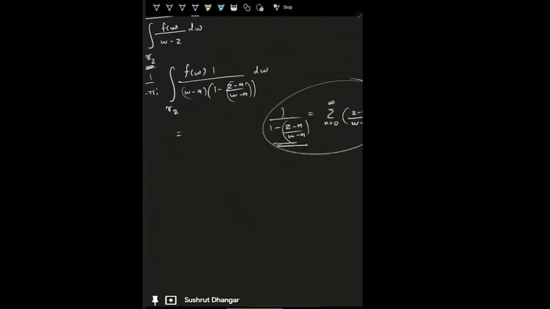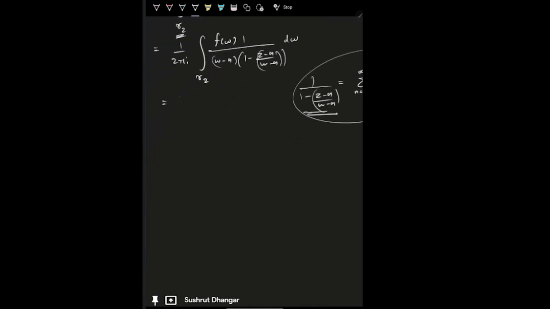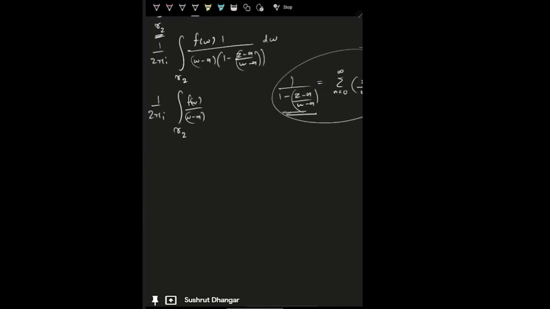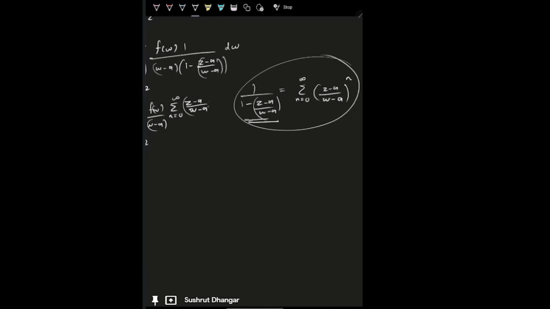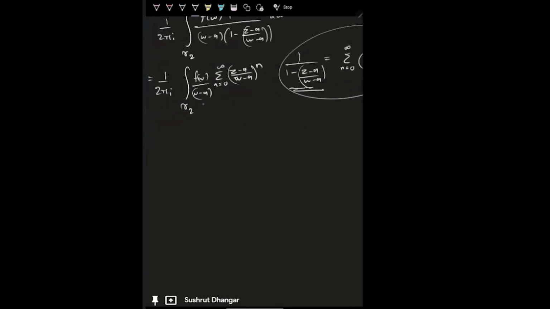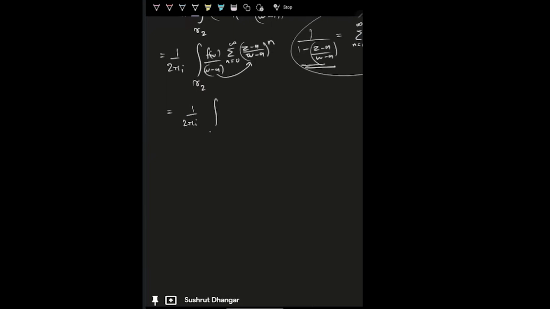With the help of this, I can now place it here. So this is 1 by 2 pi i integral over gamma 2 of f(w) divided by w minus a, times the series n equals 0 to infinity of ((z minus a) divided by (w minus a)) to the power n. Now I can bring it inside. So this is gamma 2 of f(w) times the summation n equals 0 to infinity, and I can bring f also inside. So this is n equals 0 to infinity of f(w) times (z minus a) to the power n divided by (w minus a) to the power n plus 1.